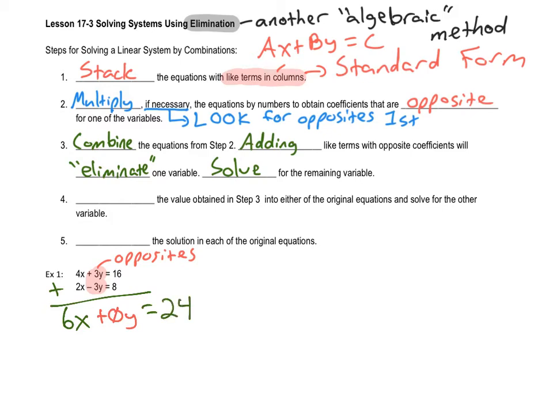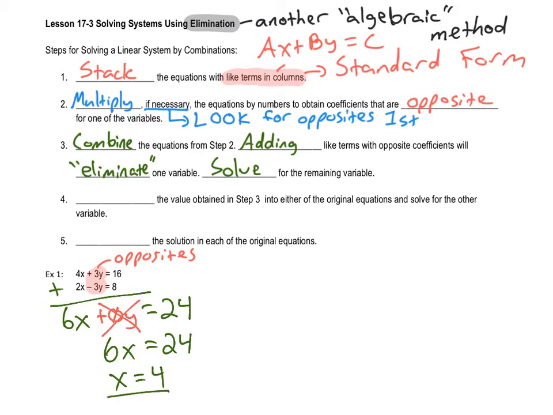So the 0y, we made that happen. So that's going to go away. 0y goes away, leaving us with a simple one-step equation. 6x equals 24. What's the answer? 4. Divide by 6 and you get 4 for that x value. All right, there's our x value. We're going to take that.